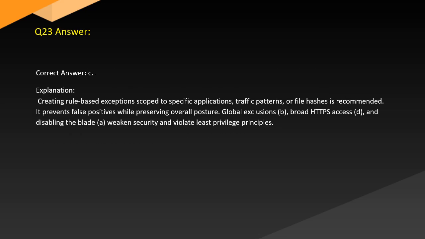Answer. Correct answer: C. Explanation. Creating rule-based exceptions scoped to specific applications, traffic patterns, or file hashes is recommended. It prevents false positives while preserving overall posture. Global exclusions, B, broad access, D, and disabling the blade, A, weaken security and violate least privilege principles.